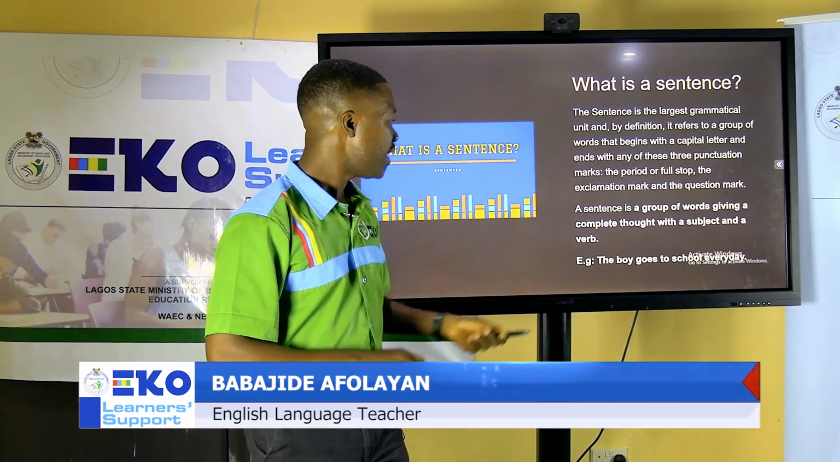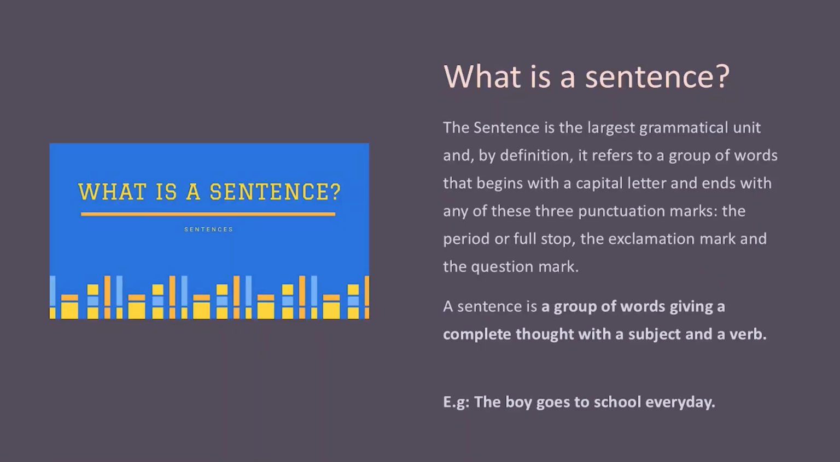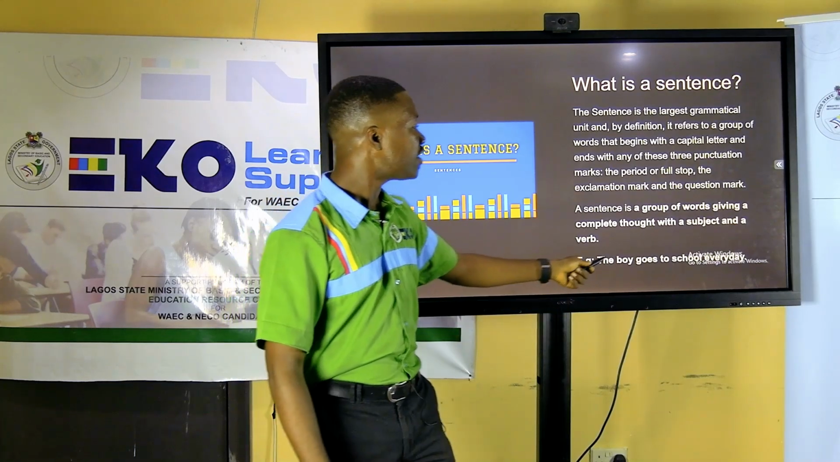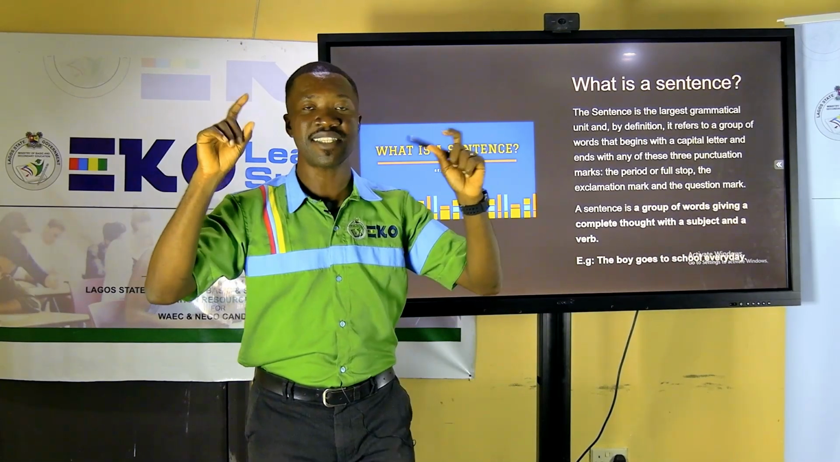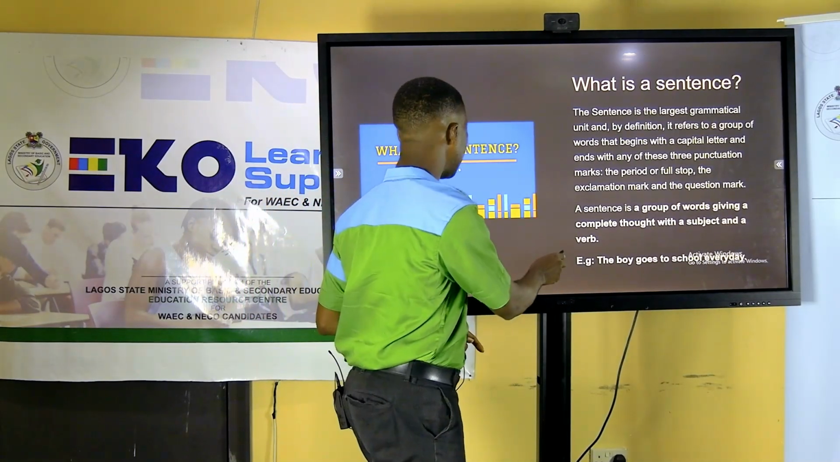For example, the boy goes to school every day. When you look at this sentence, it has a subject, which is the boy. It has a verb, which is goes to. Then it also has other elements, but we understand that it has expressed a complete thought and idea.